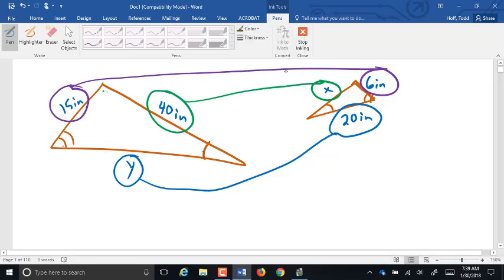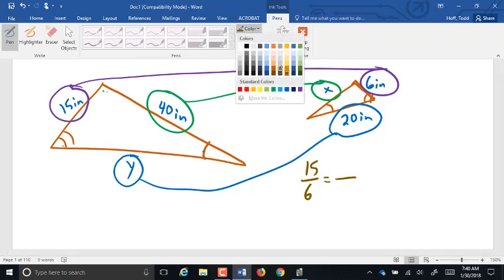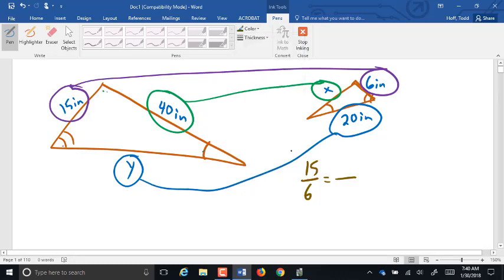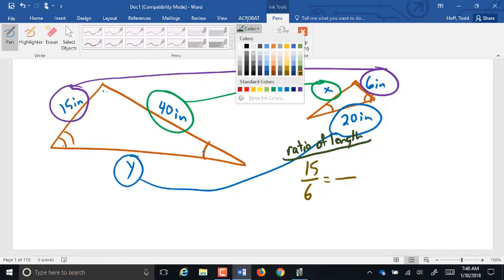Now, to work with similar figures, one of the first things we need to do is find a side where we know the length of both corresponding sides for both figures. That's the 15 and 6. So I'm going to do 15 over 6 as my ratio of sides. That is a constant ratio between two similar figures. I'll just call it the ratio of length. So all lengths from one figure to the other are increased or reduced by that same ratio.